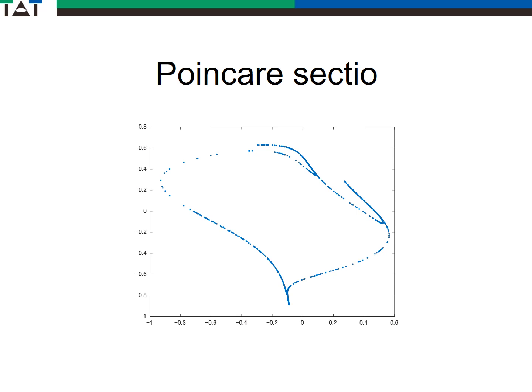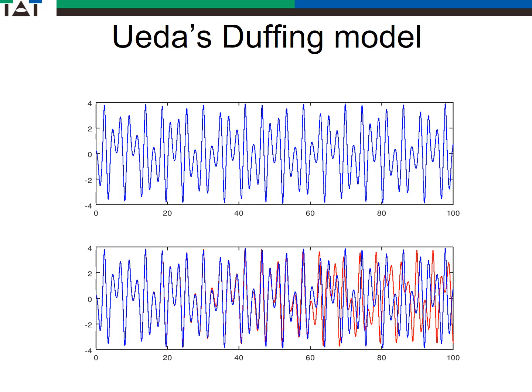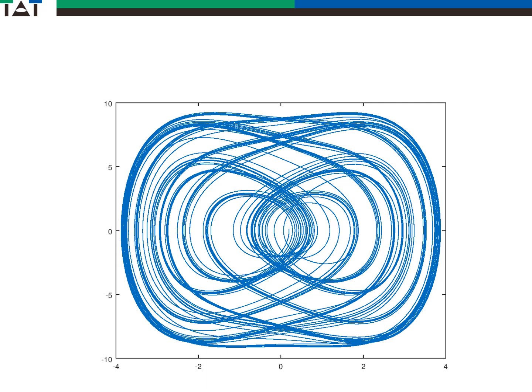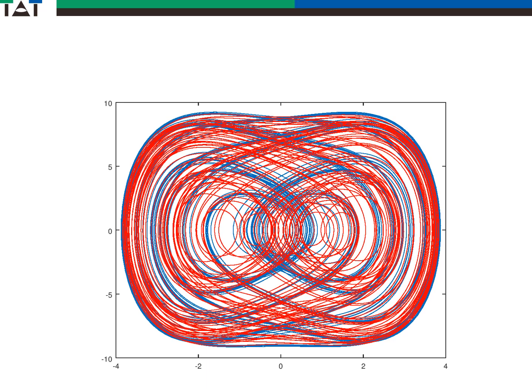Now, this is the Poincaré section, which slices every period and projects the point onto that. This is Ueda's Duffing equation, and by changing the parameter by 1%, red and blue show quite a big difference. This is a phase portrait, and X, red and blue, with a 1% difference in initial conditions.